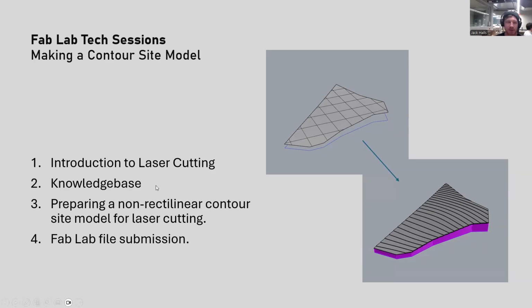So for some studios and some projects, the instructions on the knowledge base, they're good, but they don't really cover all bases in terms of the complexity or potential complexity of a contour site model. So this session, we're just going to concentrate on keeping it relatively simple, but using that sort of non-rectilinear or non-uniform edge condition for our site models and how we can potentially navigate that. Okay, and then our FabLab file submission process as well.